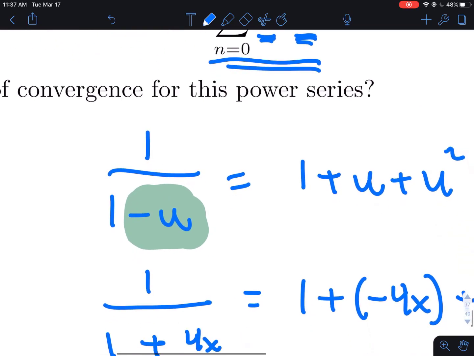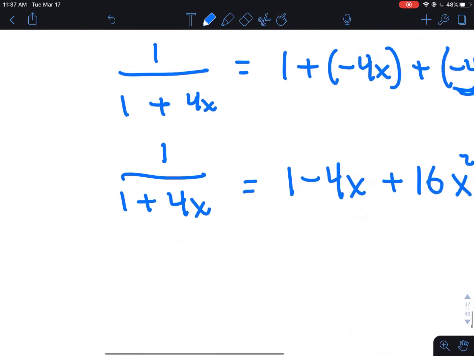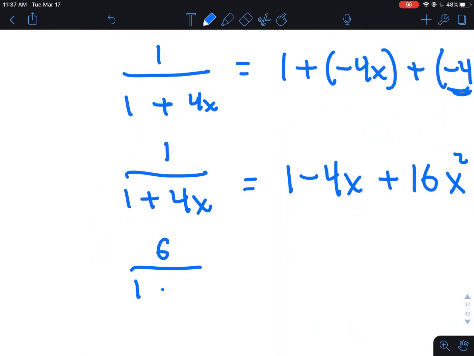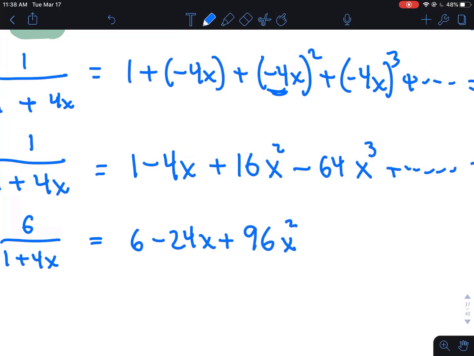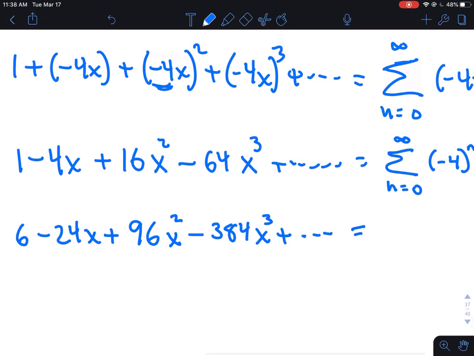So the last step, well, we need to multiply by the 6. So I'm going to multiply by 6, and of course I can do it here. I should also multiply by the 6 on each one of these terms, right? And I could distribute through. So it's going to be 6 minus 24x, 96x squared. 64 times 6, 384, I believe. 384x cubed plus so on and so forth.